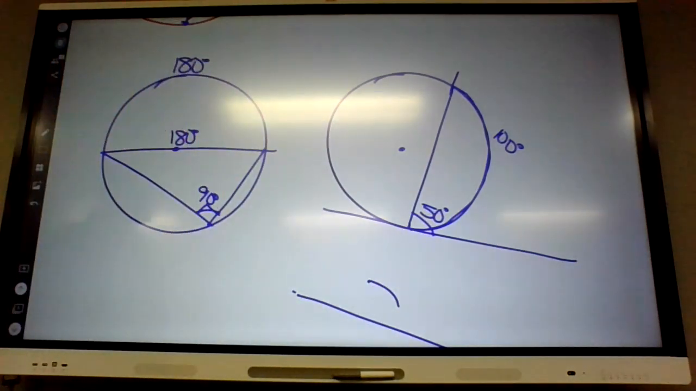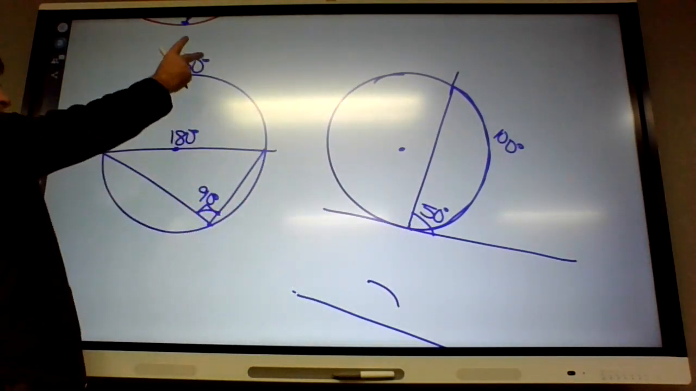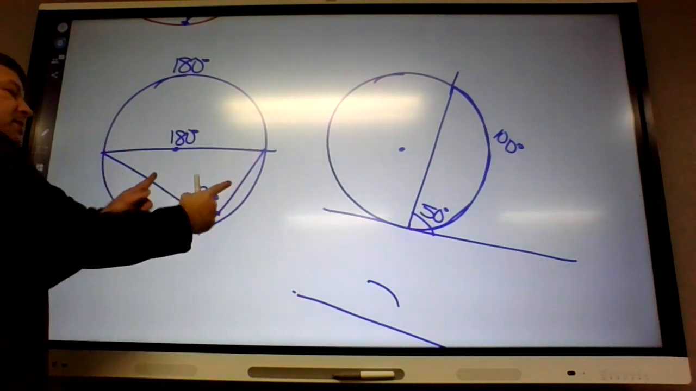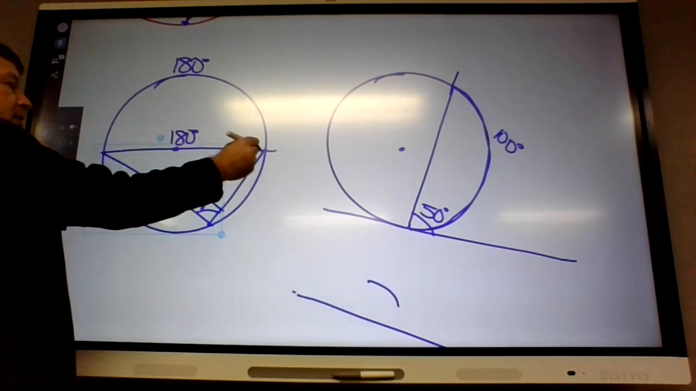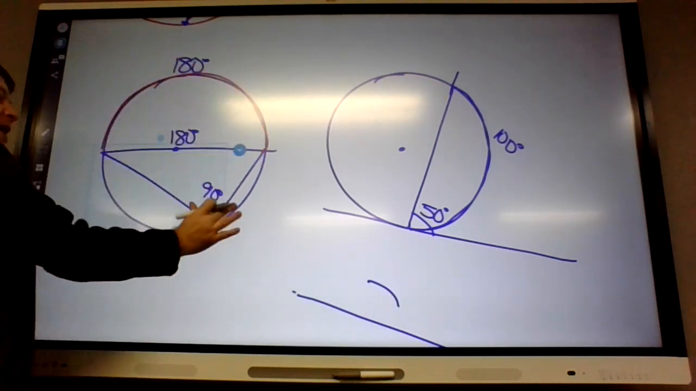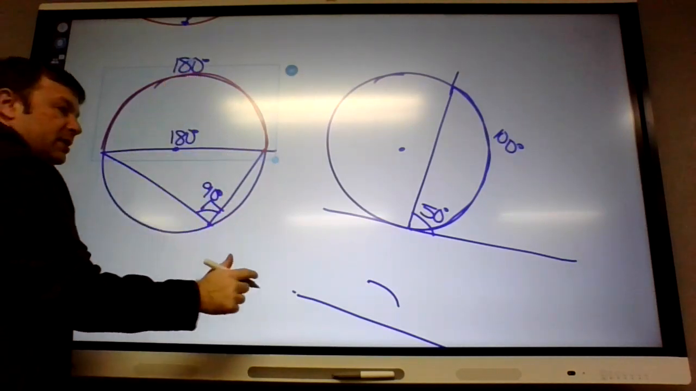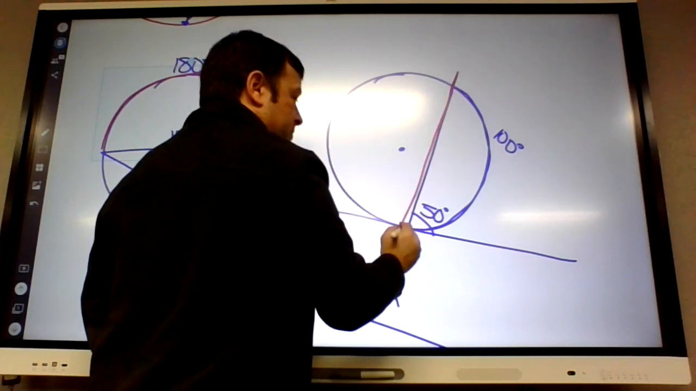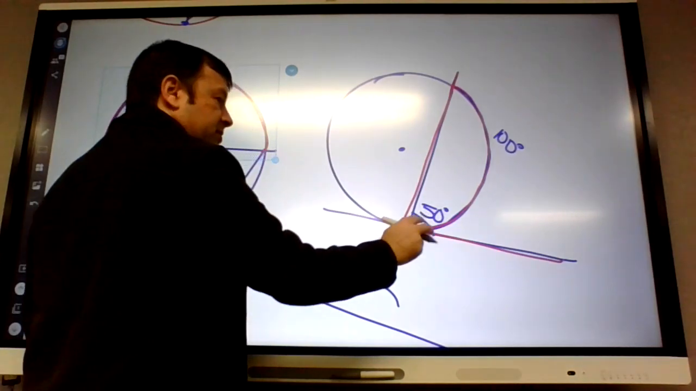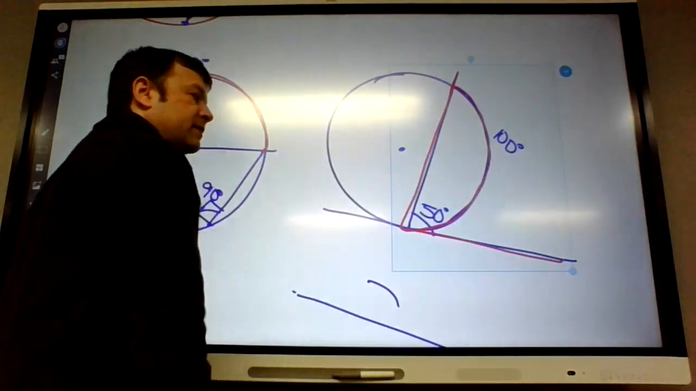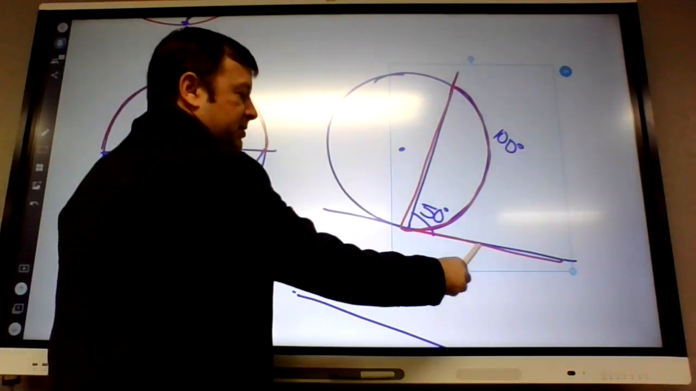Does that make sense? Clear as mud. So you kind of have to visualize. The 90-degree angle is intercepting this arc, so it's going to equal half of it. Central angle equals the arc, inscribed angle half the arc. This angle intercepts this arc. It's like an inscribed angle, so it's going to be half of 100, which is 50. It just looks weird because one of the lines is tangent instead of in the circle.